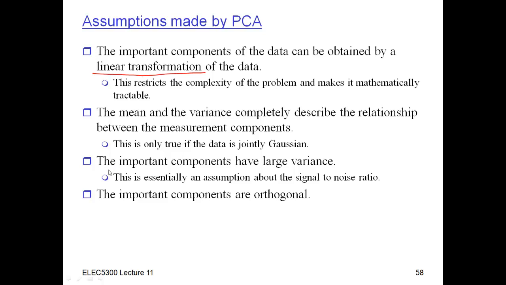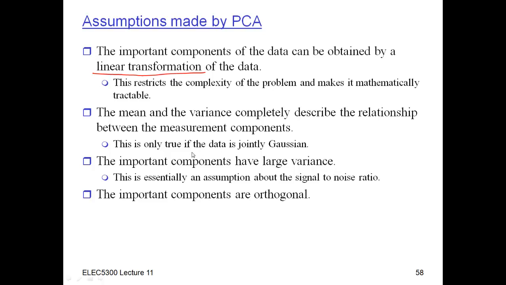The other thing is that somehow the important components that I'm most interested in, that I'm going to keep in the representation, are the ones that have large variance. Right? So this is essentially saying, well, the signal here is very large, and so I'm going to want to keep the components that are large, because hopefully those are the signals. But this is essentially an assumption about the signal to noise ratio being large. So if the signal to noise ratio is low, then actually the signal components could be very small compared to the noise components. And then by doing dimension reduction by PCA, I could be just focusing on the noise.